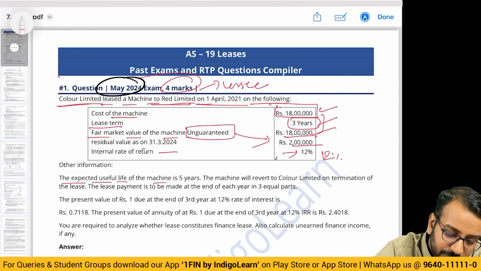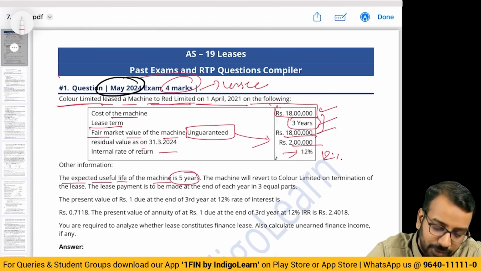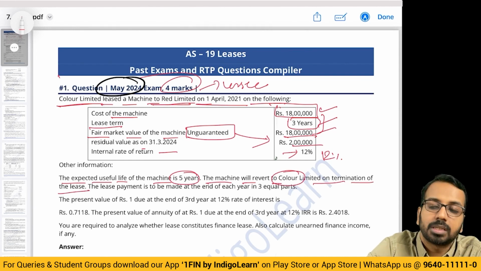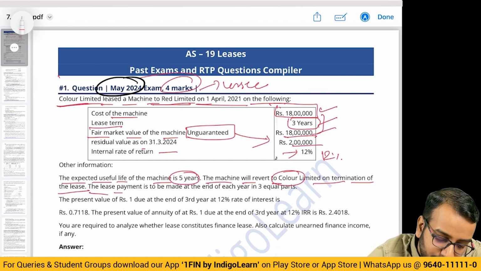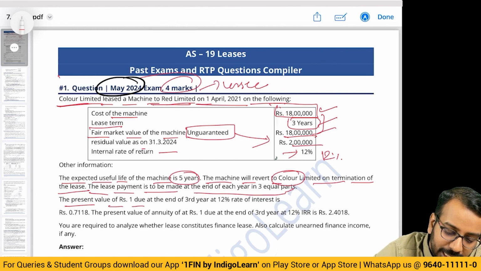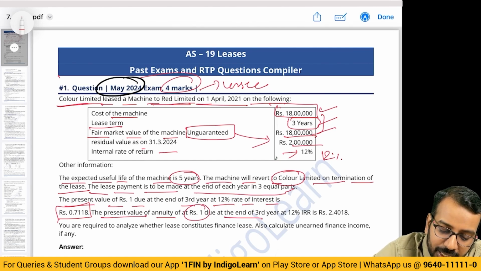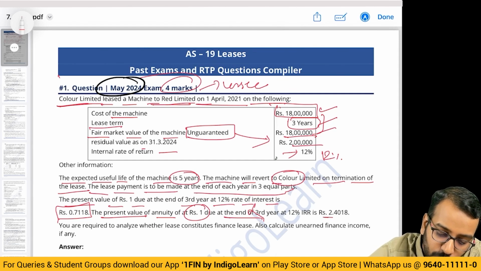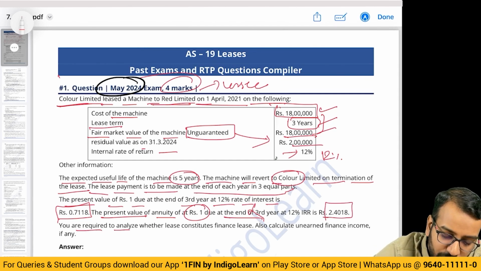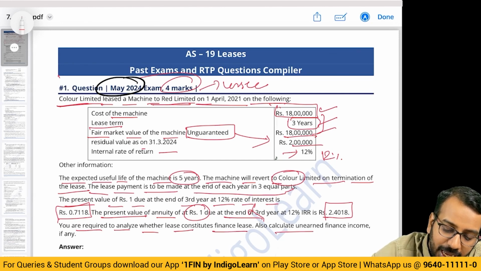The expected useful life of the machine is 5 years. The machine will revert to Color Limited upon the termination of the lease. So once the lease is terminated, who will get back the machine? Color will get back the machine. The lease payment is to be made at the end of each year in 3 equal parts. The present value of one due at the end of third year at 12% rate of interest is 0.7118. Present value of annuity of one for the 3 years period at 12% is 2.4018.